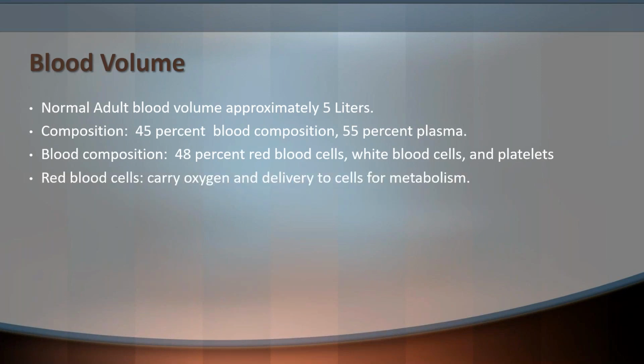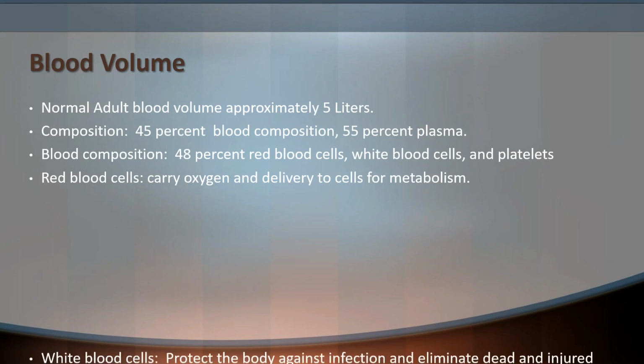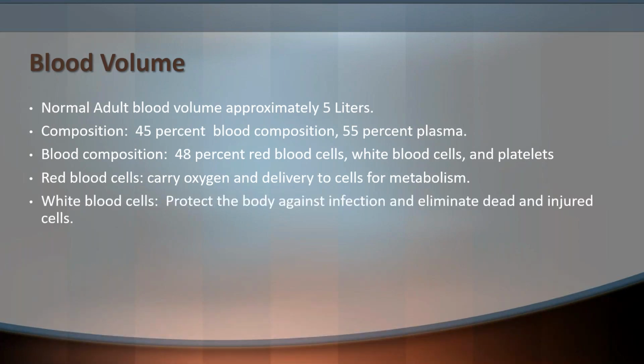Now, within that blood composition, we have 48%, which make up our red blood cells, white blood cells, and platelets. So red blood cells, they are going to carry oxygen to deliver to the cells for metabolism, and they are also going to be in charge of transporting that carbon dioxide back. Our white blood cells, they are the fight response within our blood composition, and they are in charge of protecting the body against any infection. And then they also are in charge of eliminating dead and injured cells.